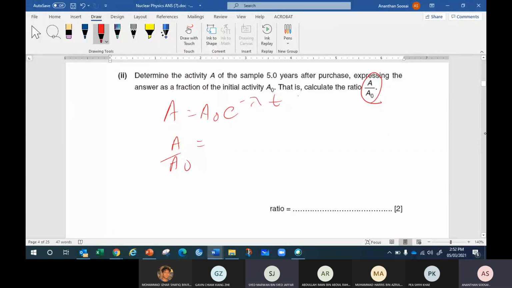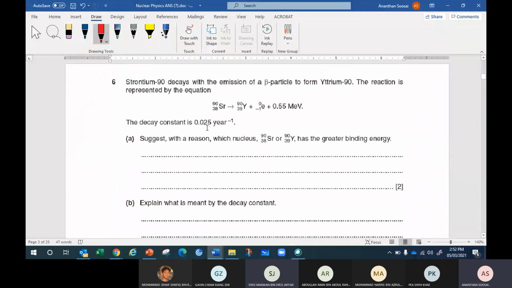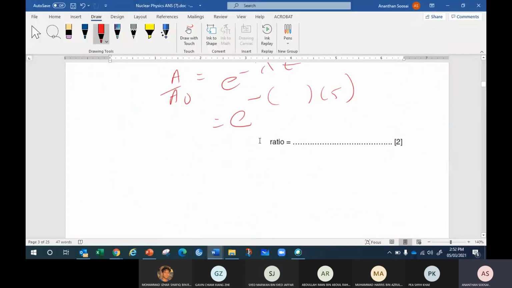So A over A naught equals e to the negative lambda t, lambda just now in per year. So we put per year, time was 5 years. So no need to convert the 5 years. Lambda is how much? Lambda also in years, 0.025. So we just put 0.025. No need to convert, both in years. This is per year, this is year. Save time, don't convert to seconds. So you get the answer: the ratio of activity still available compared to the original activity.